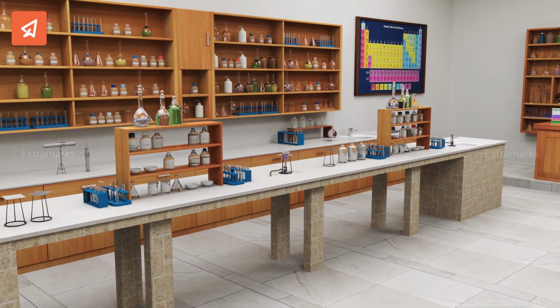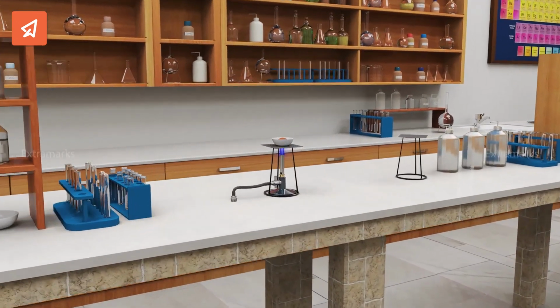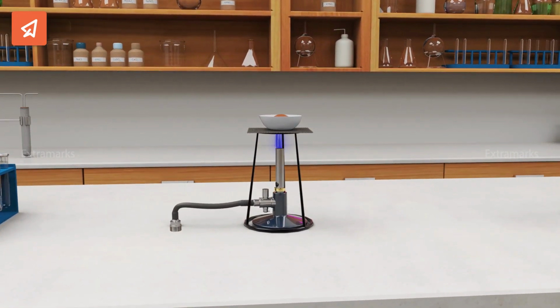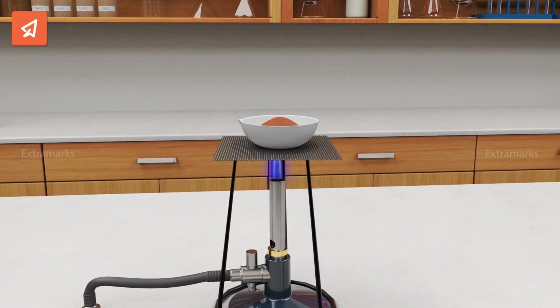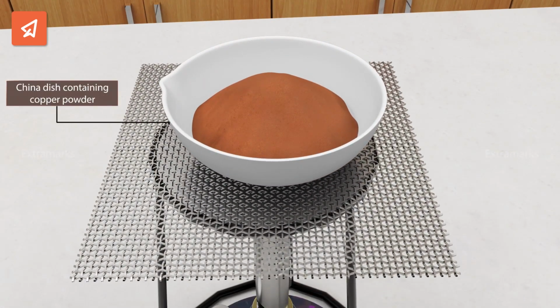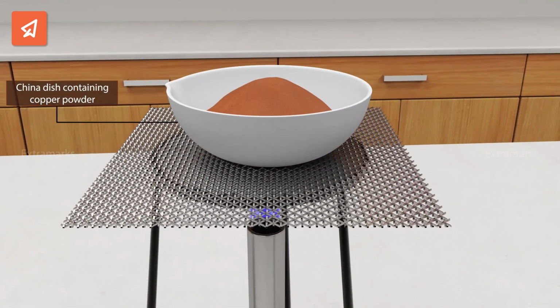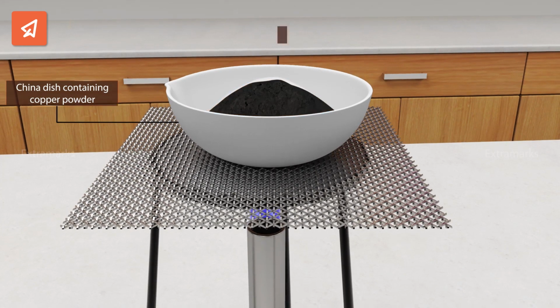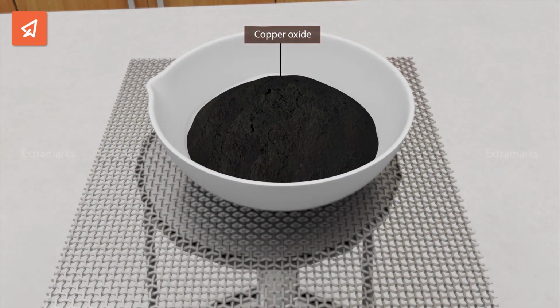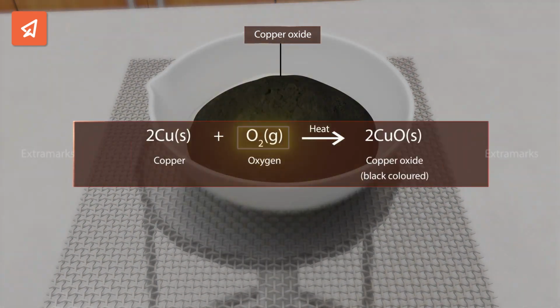Now we will carry out oxidation reaction in the laboratory. For this, we will take 1 gram copper powder in china dish and heat it. After some time, you will notice that copper powder is coated with black copper(II) oxide. It happens so because oxygen reacts and adds to copper and copper oxide is formed. It means an oxidation reaction has taken place.